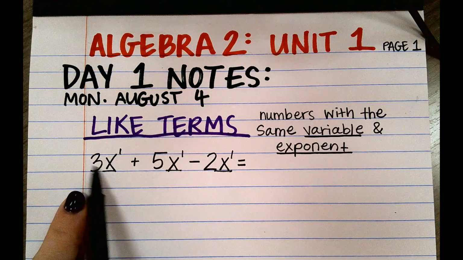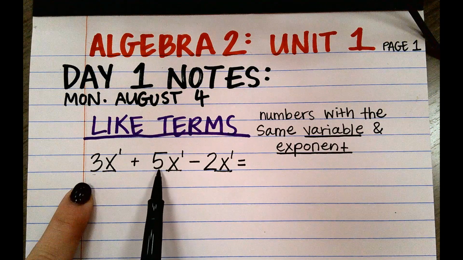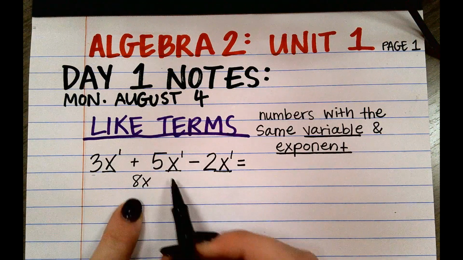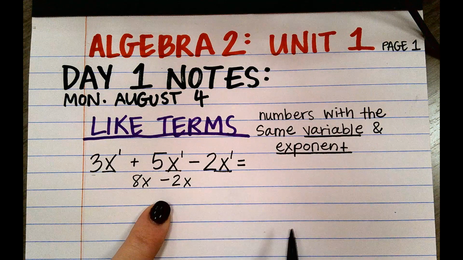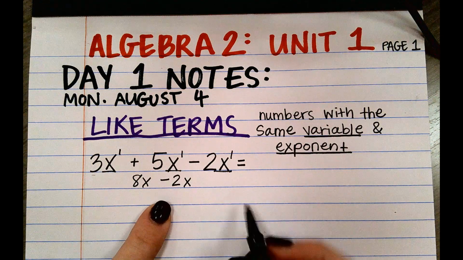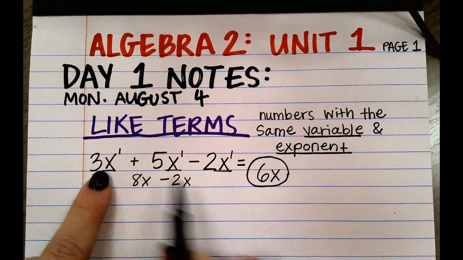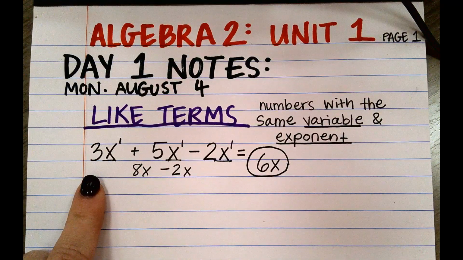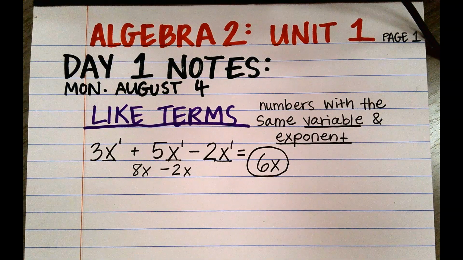So we have 3 x's, and then we're adding 5 x's. What's 3 plus 5? 8x. So now I have 8 x's and minus 2x. So 8 x's take away 2 x's. What do I have left? 6x. 8 minus 2 is 6. So because these are like terms, we can add and subtract them. That's all we're doing. We don't change the exponent. We don't change the variable. We just change the numbers, the big numbers, the coefficients.